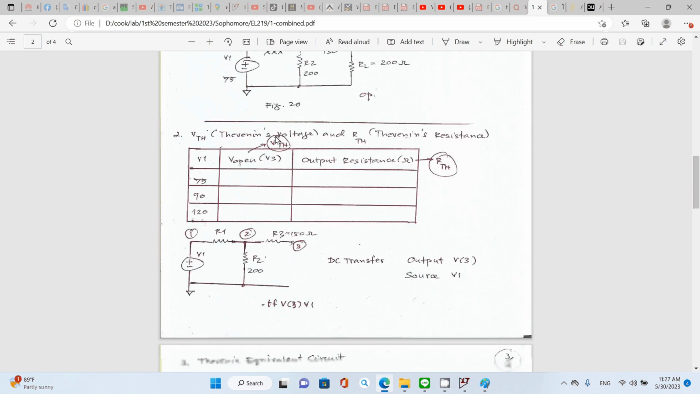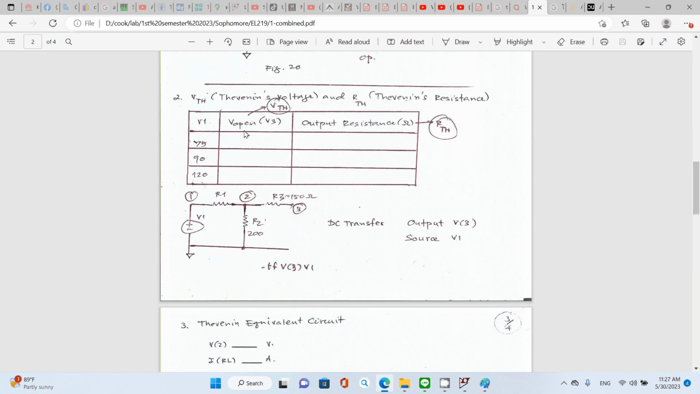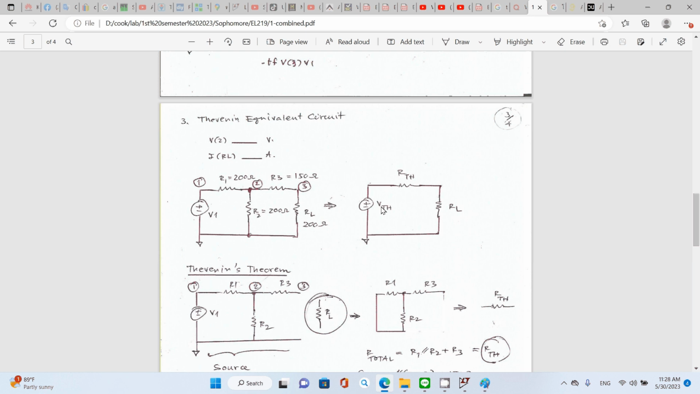So you need to follow this step. At this point, you want to simplify the circuit to have only VTH and RTH. That's for the supply block, and you connect it to your load resistor or motor or light bulbs, etc.